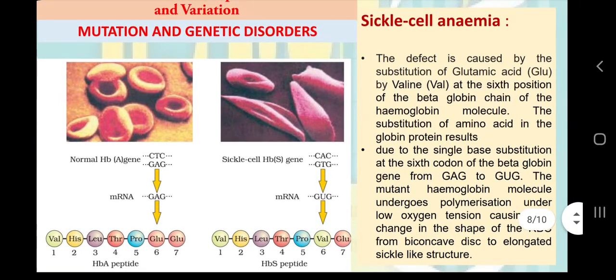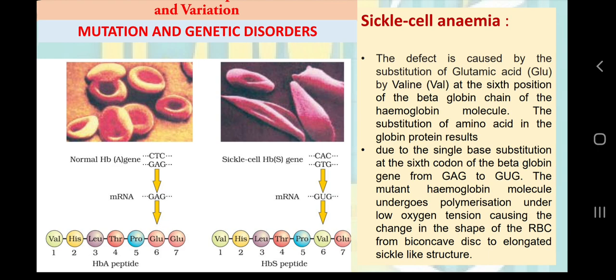And what is the defect? I already have mentioned. The defect is caused by the substitution of glutamic acid by valine at the 6th position of the beta globin chain of the hemoglobin molecule. This technicality we have learned in class 11th biology biomolecules, and I am going to explain it in chapter 6 also when we learn about transcription, translation and protein formation.